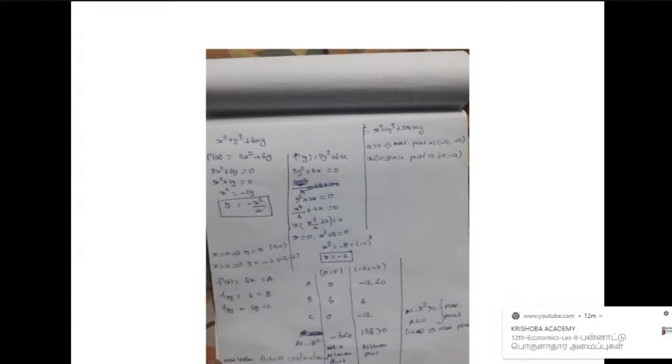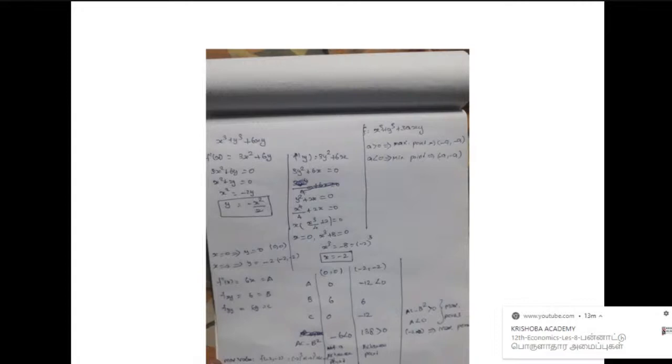In the normal procedure, we have to find f dash of x, f dash of y, then the f double dash: f xx, f xy, f yy, and then solve. Now I will say one trick, for this format only.